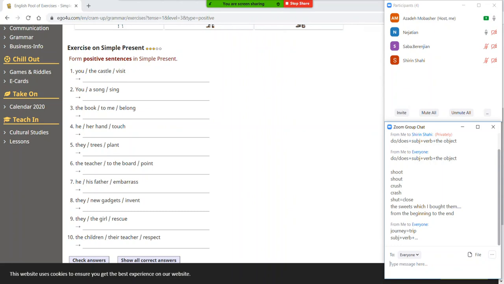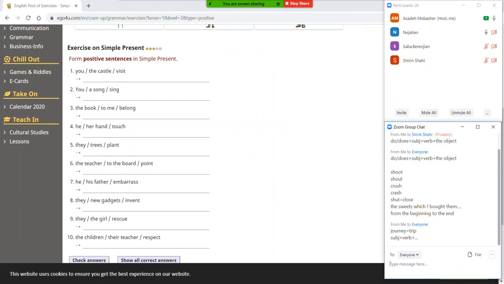Do you visit the castle? Okay. What? Musa, I said not a question. It's not a question. So if it's not a question, you don't use do or does. You start the sentence with the subject and then the verb. You visit the castle. Yes, very good. Number two. You sing a song.